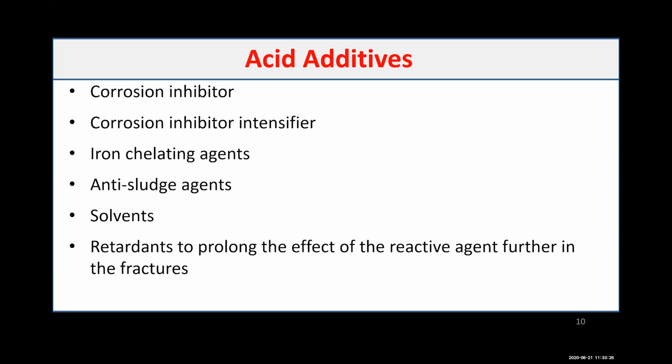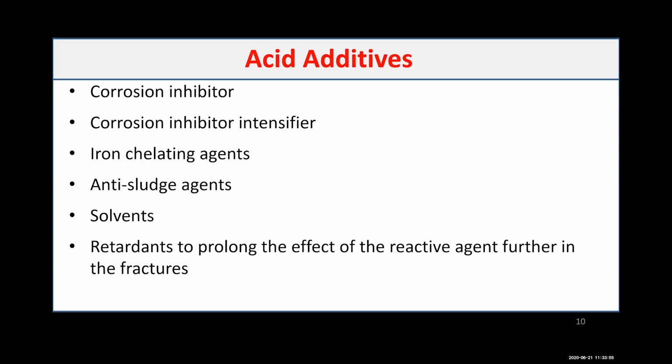HCl, HF, formic, acetic, citric acid, all these acids are standard acids. So there is not much difference between them. However, the main difference between the different service companies is what acid additives each company can provide and how effective each additive is. So when you are doing the design, you are selecting between different companies based on the additives that each company can provide to you.